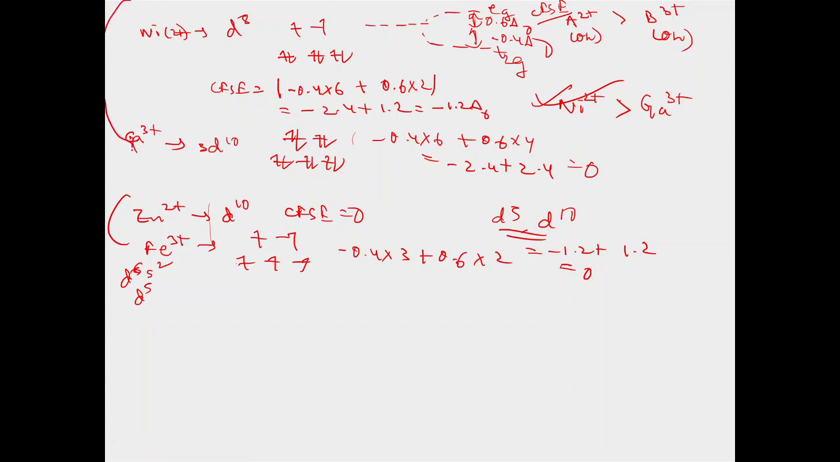Here for both the CFSE is same, but we know that if we go along the series from left to right, then the size decreases. So zinc is smaller in size than Fe3+, and zinc is in +2 oxidation state. So the smaller one is going to the tetrahedral void, and the larger one, that is Fe3+, the trivalent ion, is going to the octahedral void. So it is also having a normal spinel structure only. It will have normal spinel structure.